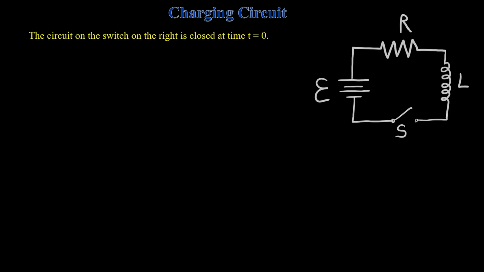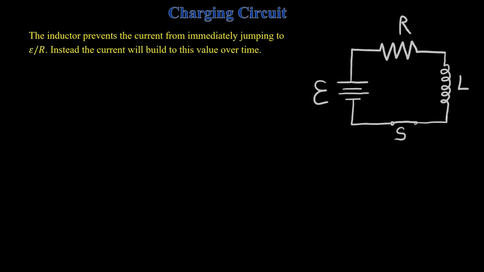Here's the math for the charging circuit. If you've been paying attention in Physics C this year, you know the math behind this. This is a differential equation, and it's the one we've been doing all year. So the switch is initially open. At time t equals 0, the switch closes, allowing the circuit to charge. If there was no inductor, the current would immediately jump to epsilon over R, the battery voltage over R, from Ohm's law. Instead, it's going to build there over time.